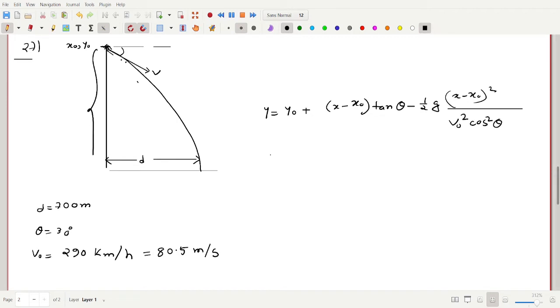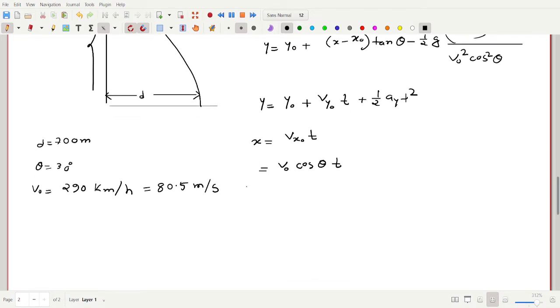We can use this formula, y equals y naught plus vy naught t plus half ay t square. But before that we need t. How can we calculate t? We can calculate t using this: x equals vx naught t, which equals v naught cos theta t, and x equals what?